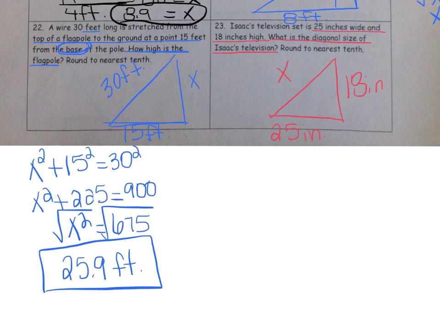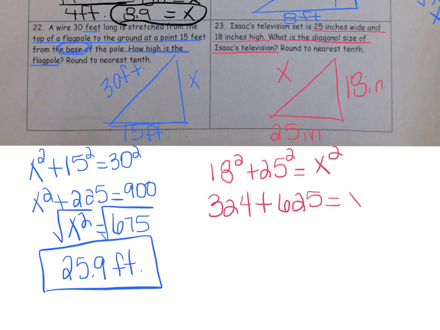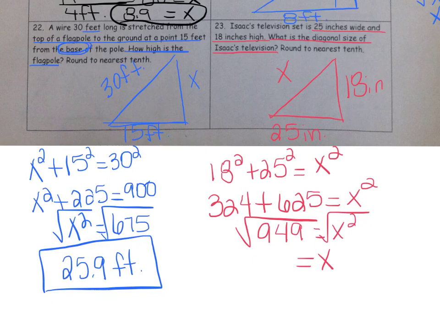So, your equation is going to be 18 squared plus 25 squared equals x squared. 18 squared is 324. 25 squared is 625. We need to add these two to get 949 equals x squared. Then we're going to take the square root to get 30.30 feet.